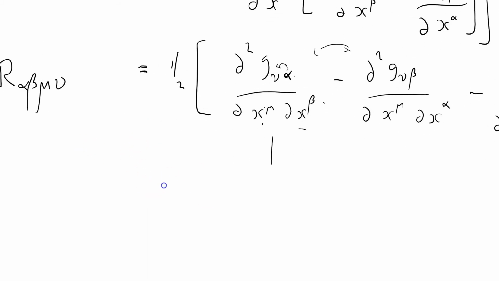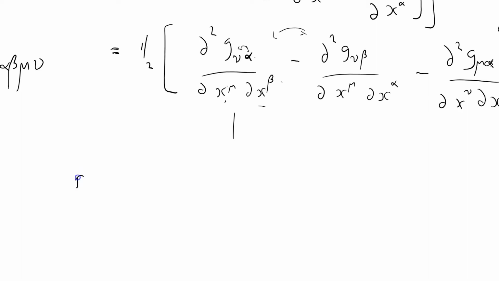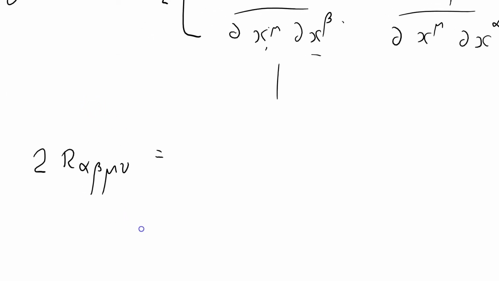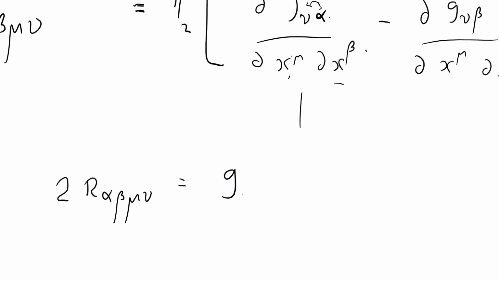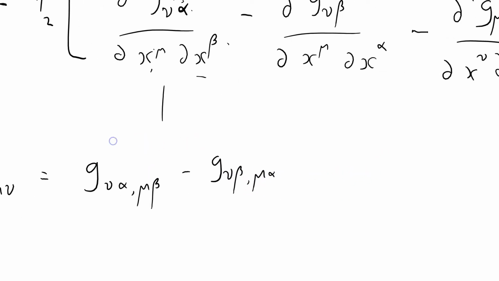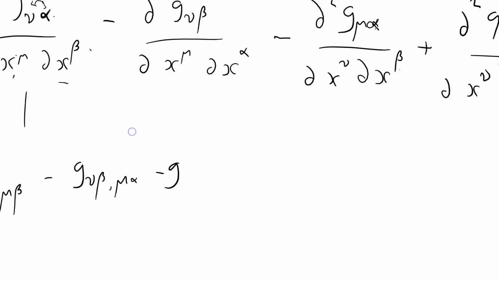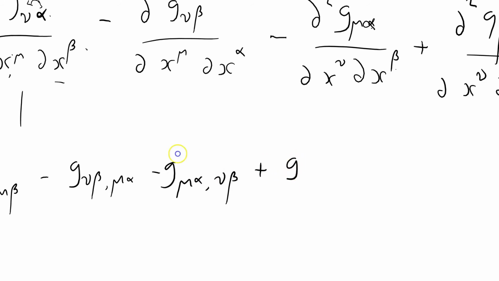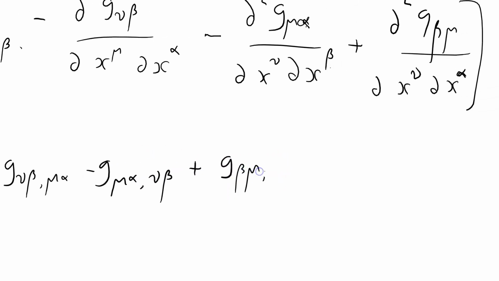So I've got my Riemann Christoffel tensor, which is here, and that's R alpha beta mu nu, and actually I'll take the 2 over the other side. And I'm going to write it out in a slightly different notation than I've been using. I'm going to say it's G nu alpha comma mu beta minus G beta comma mu alpha minus G mu alpha comma mu beta plus G, what's the last one? Beta mu comma nu alpha. All it is is just the same notation. It's no new concepts.